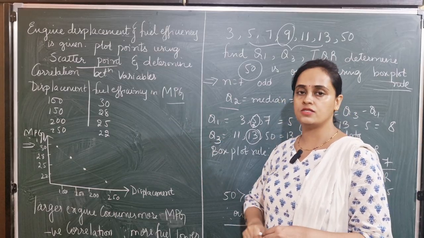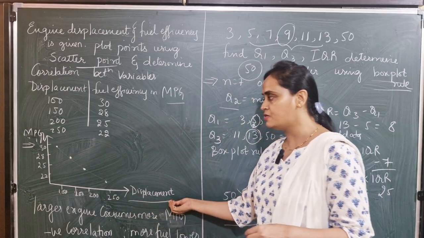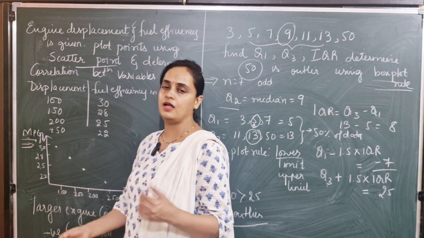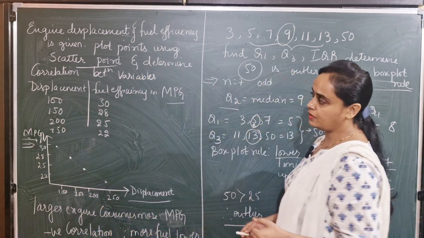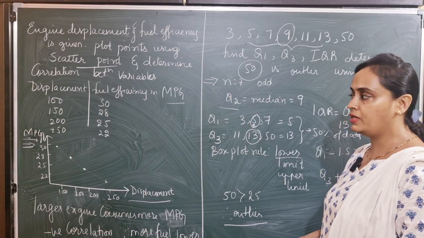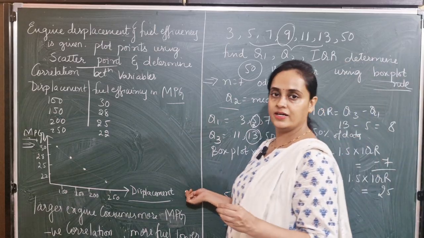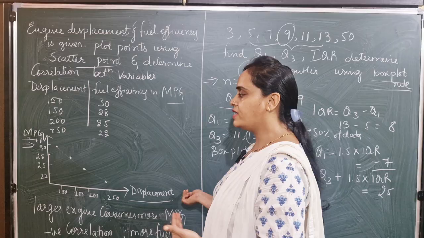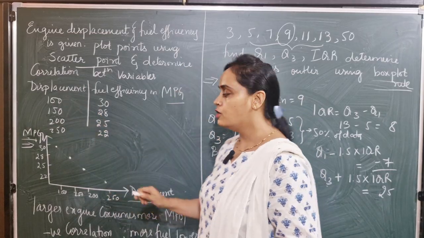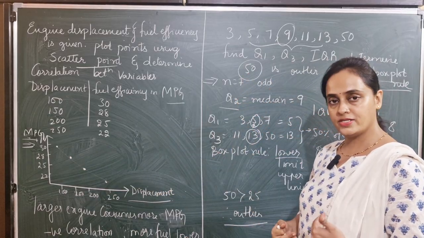Now to measure this using the scatter plot, along the x-axis displacement is plotted, along the y-axis miles per gallon, that is the MPG value, is plotted. When we plot the values, for displacement 100 the MPG is 30, for 150 it is 28, for 200 it is 25, for 250 it is 22. The data clearly says that it is decreasing, that is, both the parameters are negatively correlated.